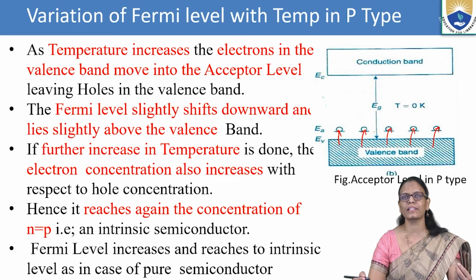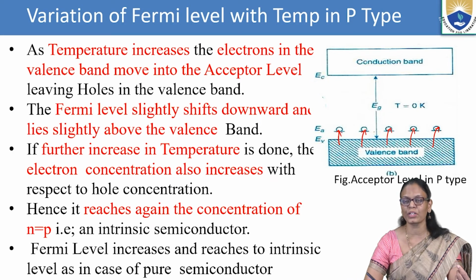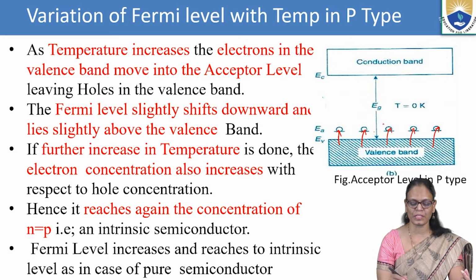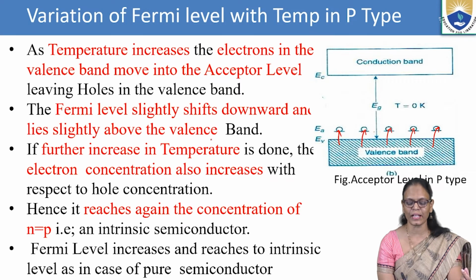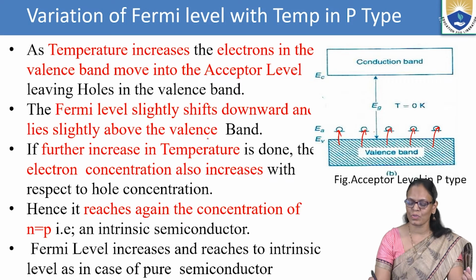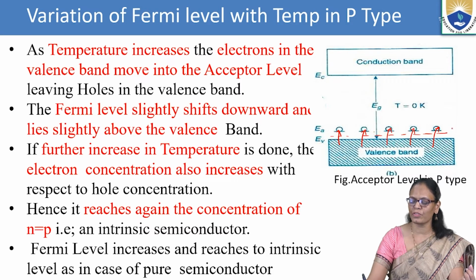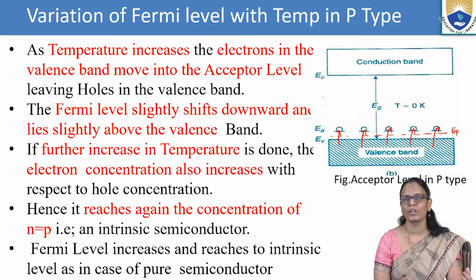With a slight increase in energy, the electrons from the valence band move to the EA level. That is, they will fill the holes in the acceptor level. And then because of that, what happens? The Fermi level shifts downward and it is slightly above the valence band. So whenever we are having this, we'll have the Fermi level shifting towards the valence band. So this will be the position of the Fermi level.